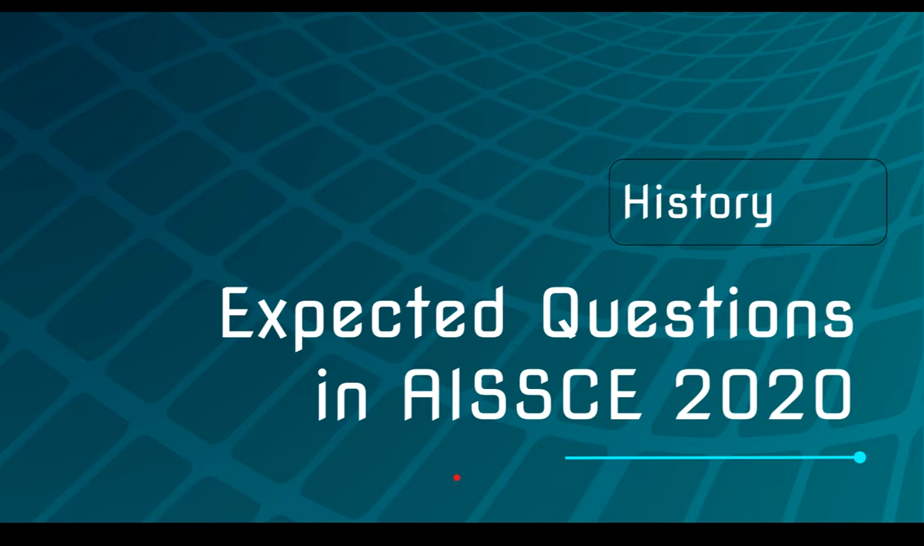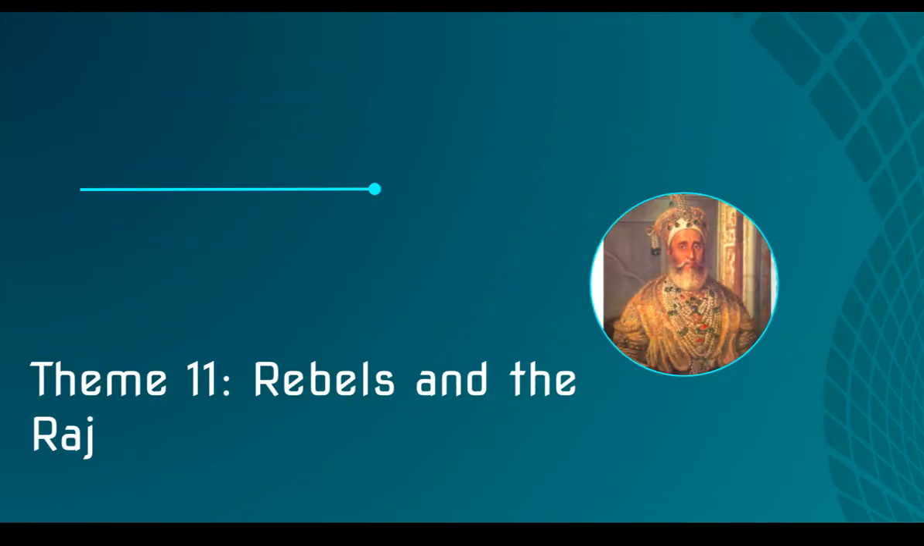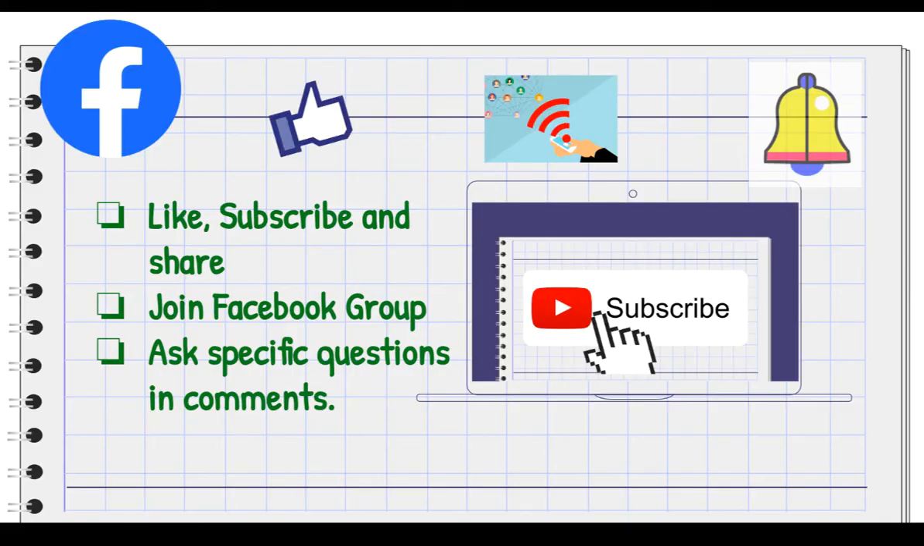Hello and welcome back to High School History's expected question series for your board exams on 2020 for the subject of history. Today's topic is theme 11, Rebels and the Raj. This is on the revolt of 1857.